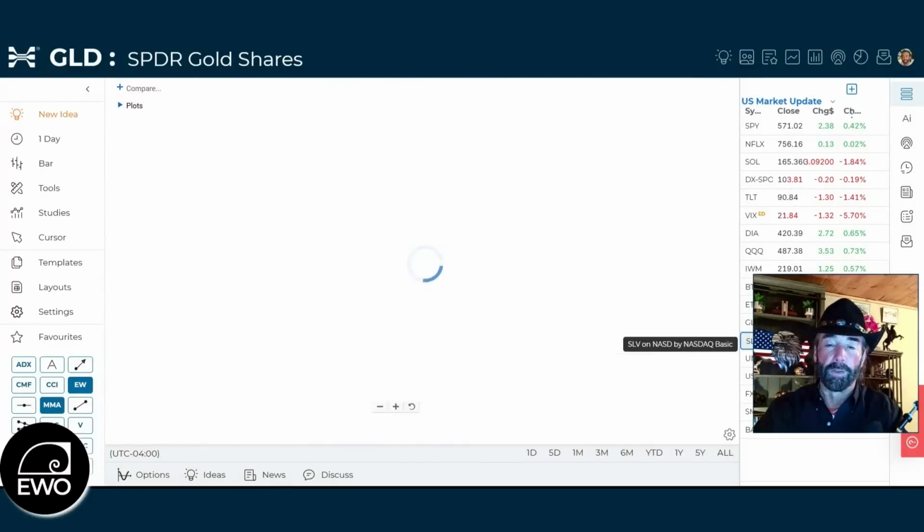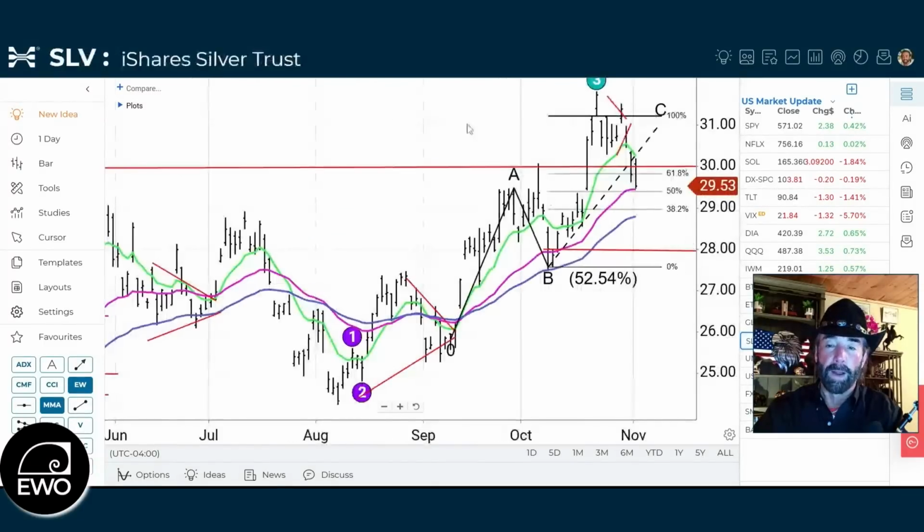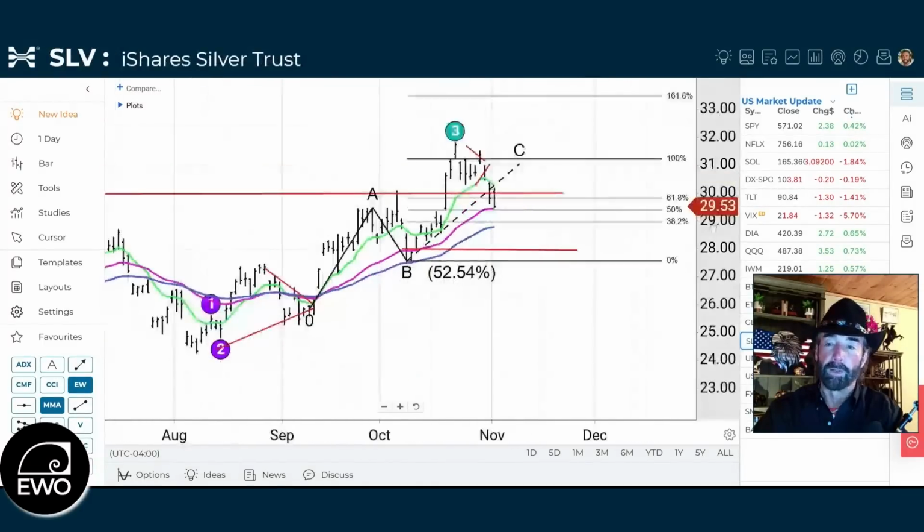Let's take a look at SLV. We had talked about how SLV could play catch up. You guys said, yep, it could. And you guys were right. We did. And so SLV got really vertical. And then we came back down. And now we've consolidated here right at the top of the A-wave impulse. I don't think the move is over in silver either.